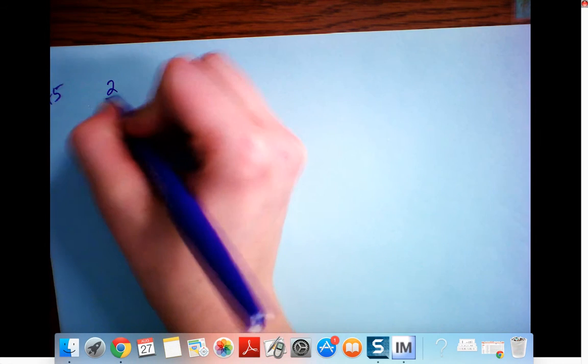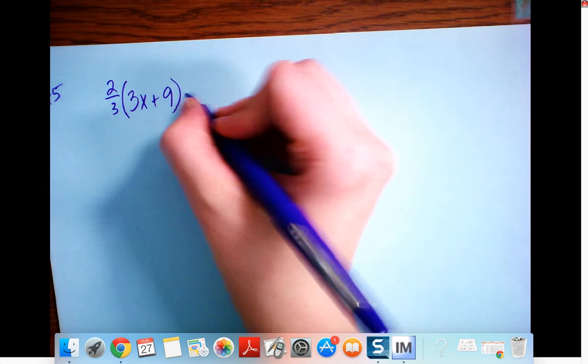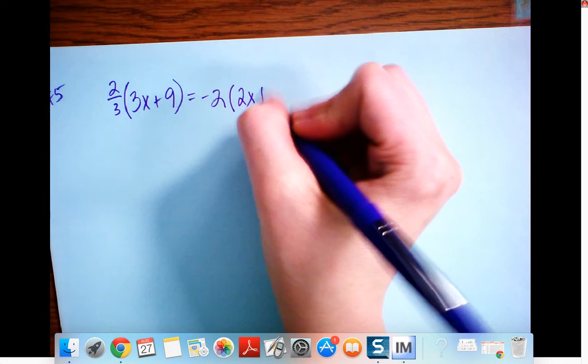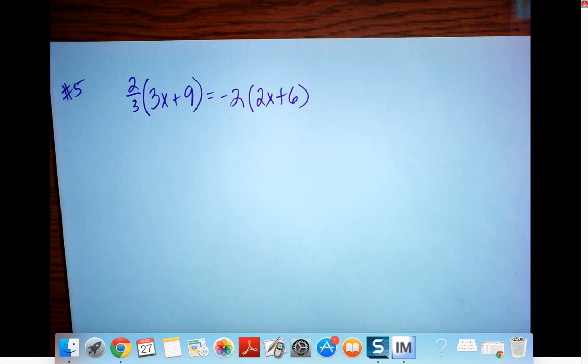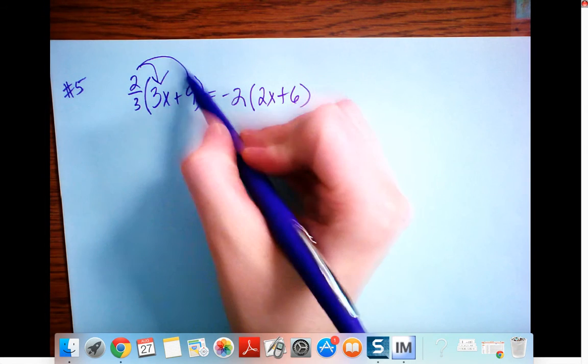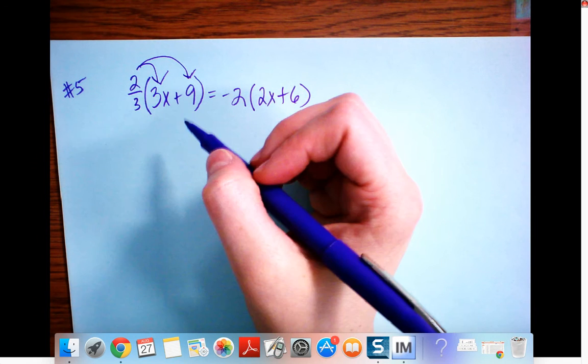We have 2/3 times 3x plus 9 equals negative 2 times 2x plus 6. Now, my students always freak out when they see a fraction, but they're not as bad as you think, because when you're multiplying a fraction by a whole number or another fraction, it is very simple to do. Now, adding and subtracting fractions, yes, that is harder, but here we're multiplying, to begin with. So, let me do a little sidebar over here.